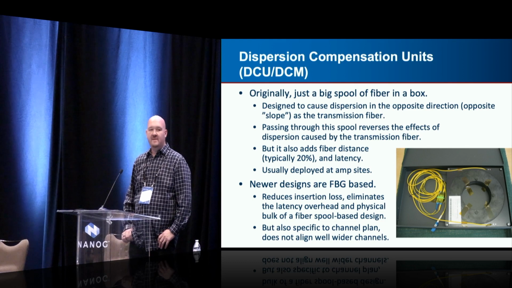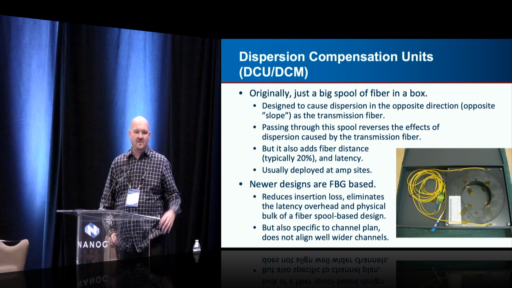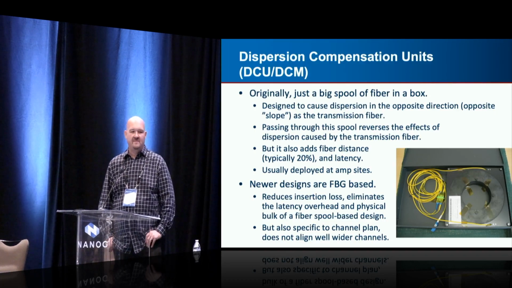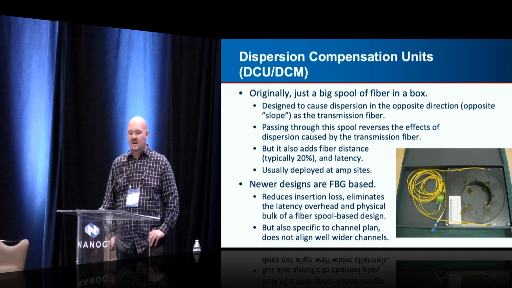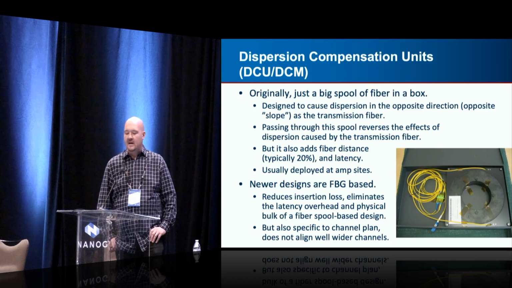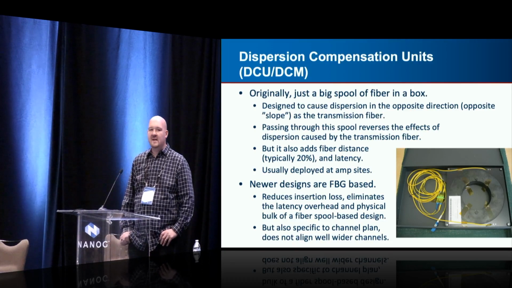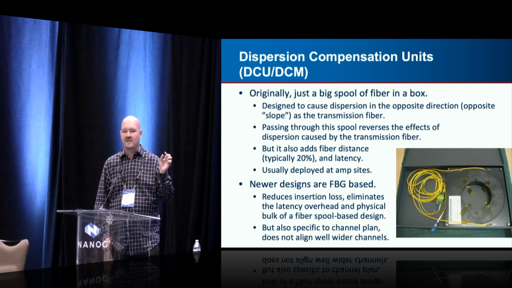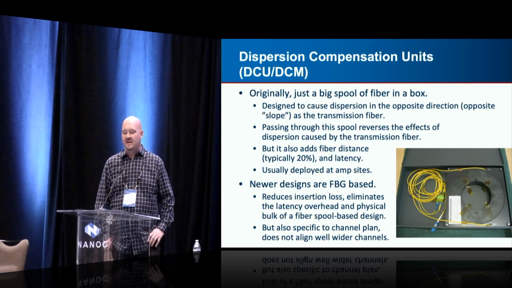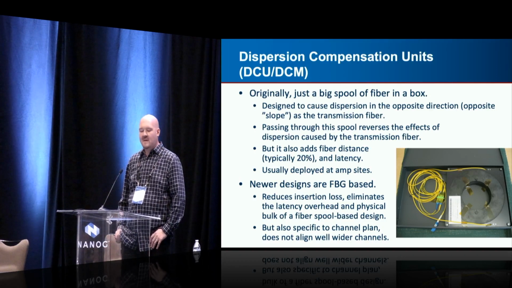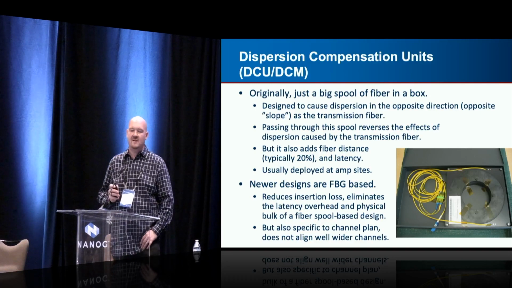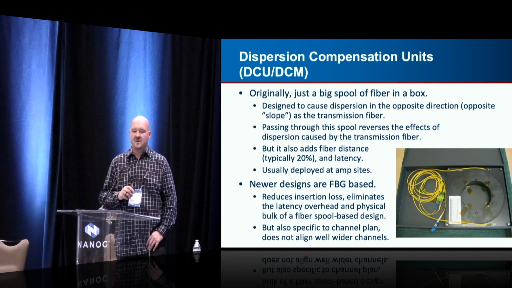That's effective. The original designs built around this dispersion compensating fiber added about 20% to the fiber distance because you have these big spools. So that caused latency. And the newer designs were based on FBGs. So you actually had a small fiber Bragg grating that created the same effect with lower latency. But this had to be specifically mapped to your channel plan. It doesn't align well with channels. So you actually still see both systems out there depending on what you're trying to accomplish.